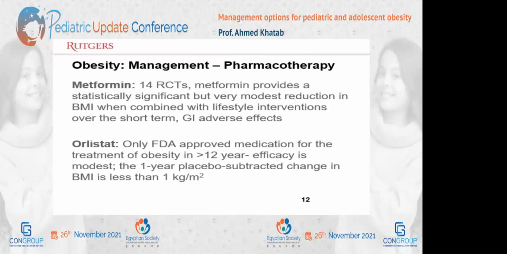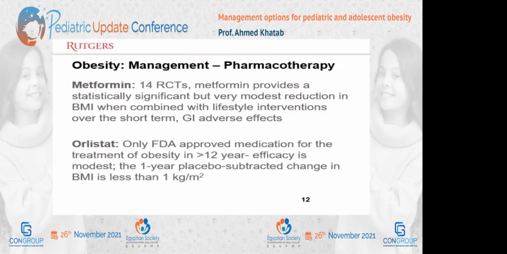Some of the drugs used for the management of obesity include metformin, which is also a drug that's well known to be used in the management of type 2 diabetes. There are about a dozen randomized controlled studies that show that metformin provides a statistically significant but very modest reduction in the body mass index, especially when combined with lifestyle modification over the short term. We all know that metformin is associated with GI adverse effects, which causes dropouts in many patients taking metformin.